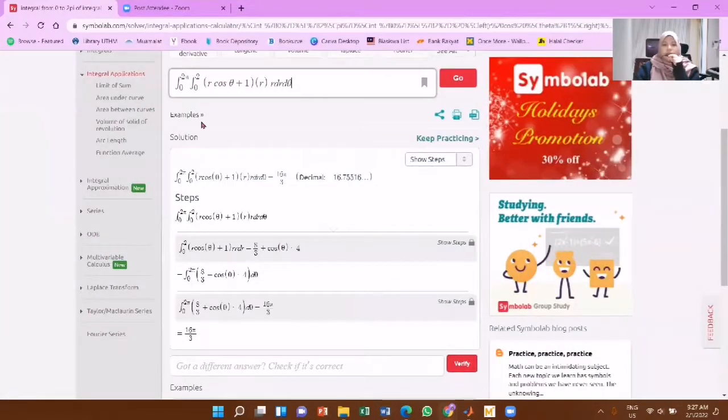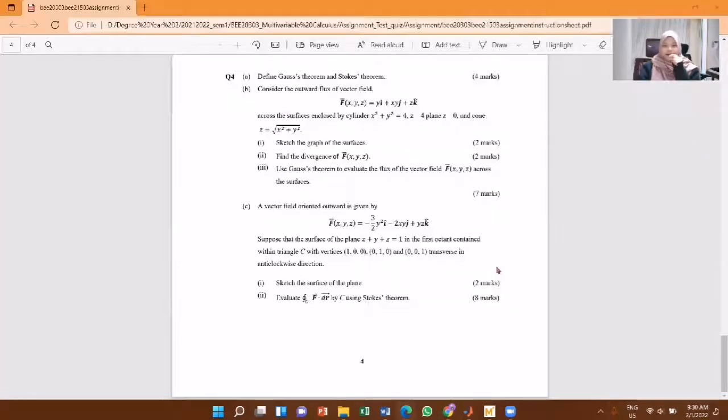So I use the symbolic lab. First the integral is with respect to r, and then the second one is with respect to theta. The limit for r is between 0 until 2, and for theta is 0 until 2 pi, and then we simulate, so we will get the answer, which is 16 pi over 3. Okay, next question is for C.